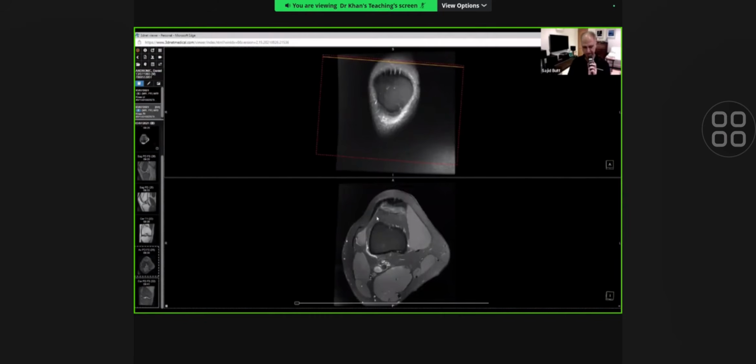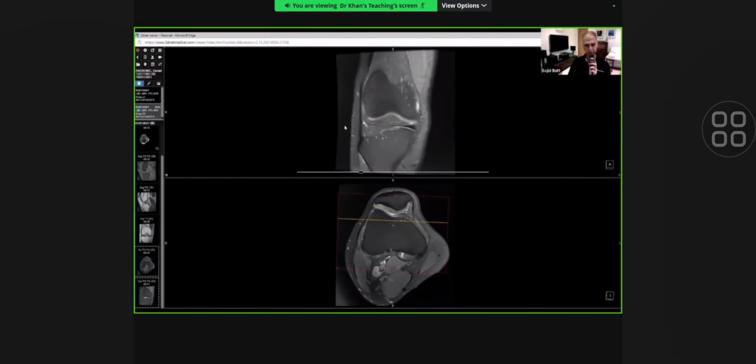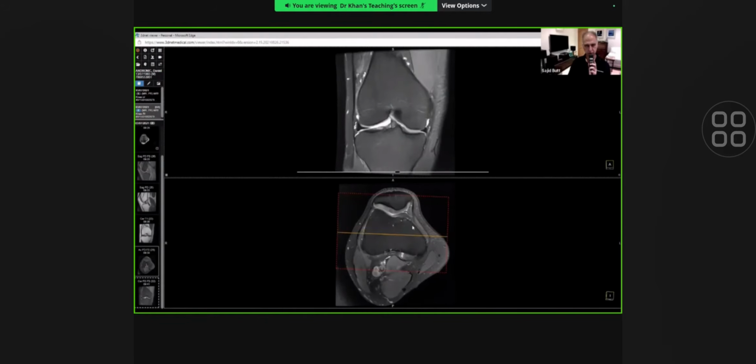So this is a 27 years old male, and he was complaining of bilateral knee pain for the last 5 weeks. He is a keen tennis player. So I'm just going to show you, for the chance of showing you more cases, just two sequences, coronal and axial.